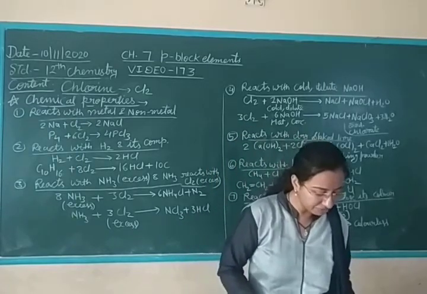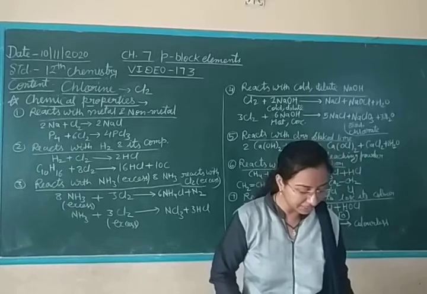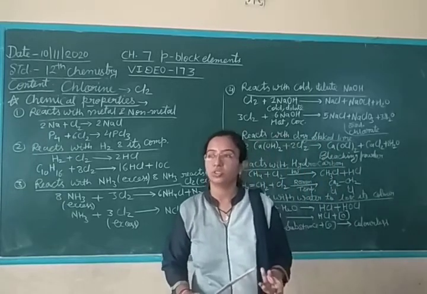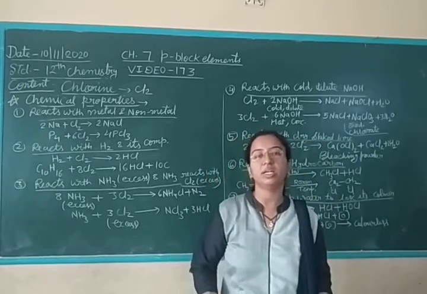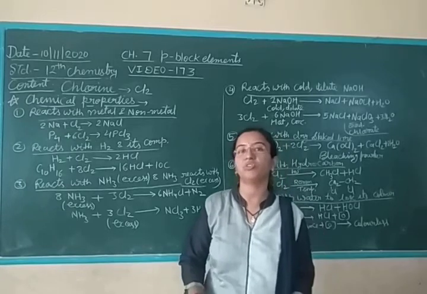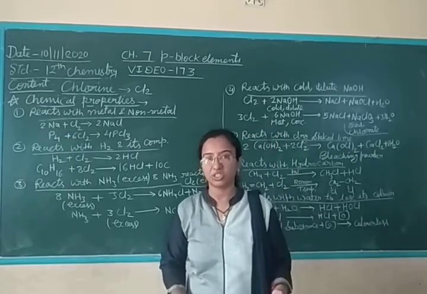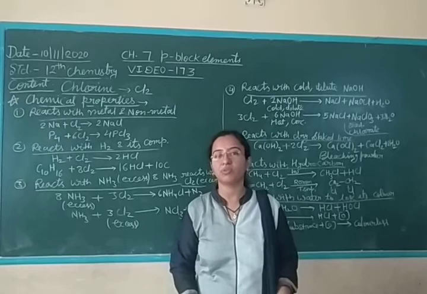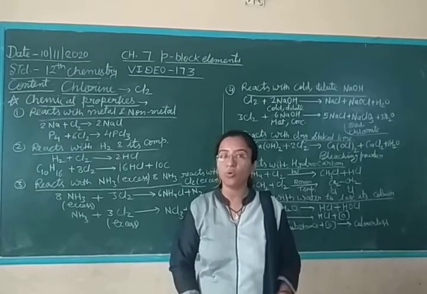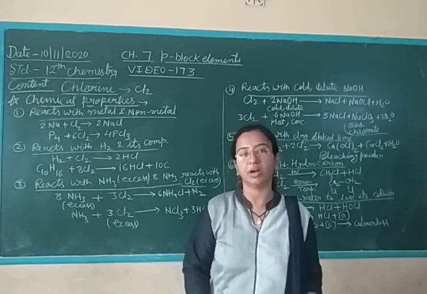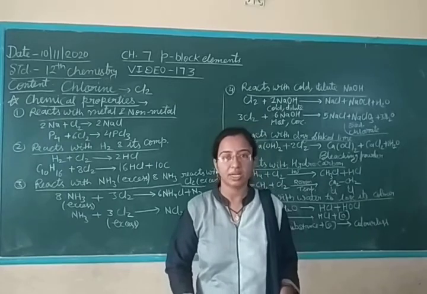Then chlorine is used in sterilizing drinking water, and in the extraction of gold and silver. So chlorine is most importantly used in our everyday life. Clear? Got it?